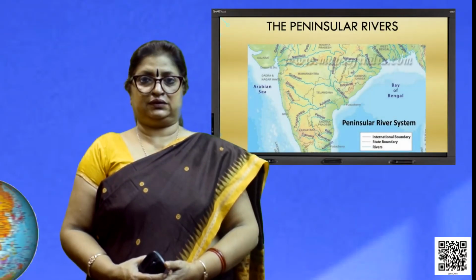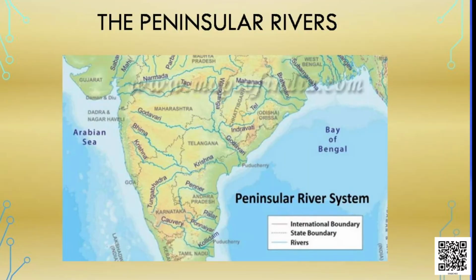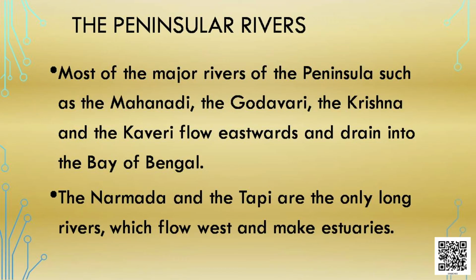Let us move on to the peninsular rivers. As you already know, the peninsular rivers are also known as the seasonal rivers. The rivers that are found in the peninsular area are known to be the peninsular rivers. They are river Narmada, river Tapi, river Mahanadi, river Godavari, river Krishna and river Kaveri.